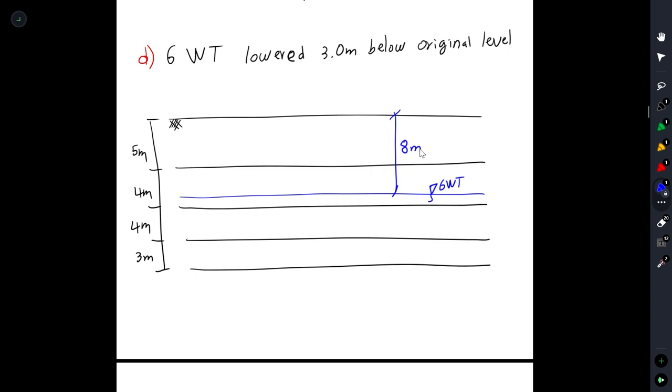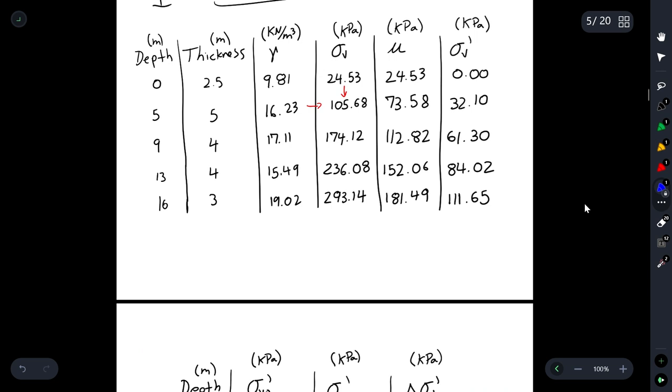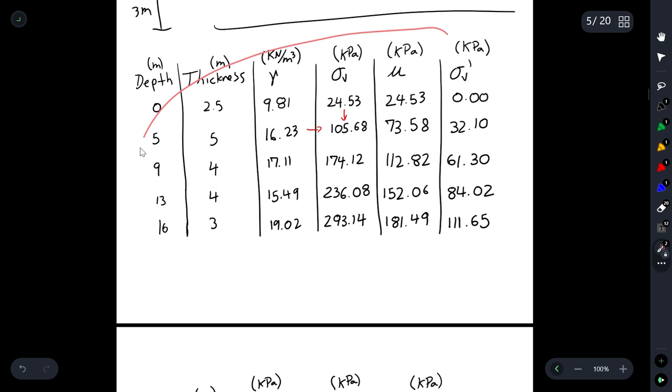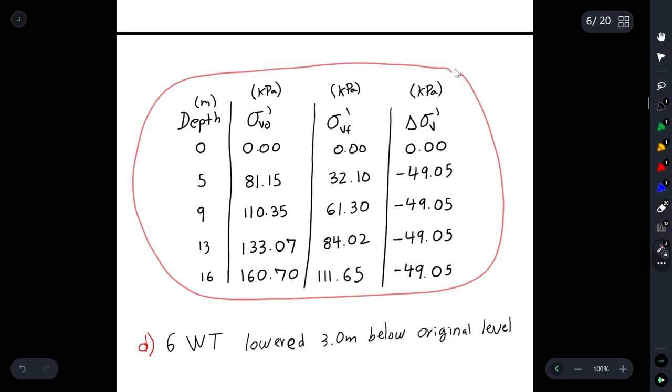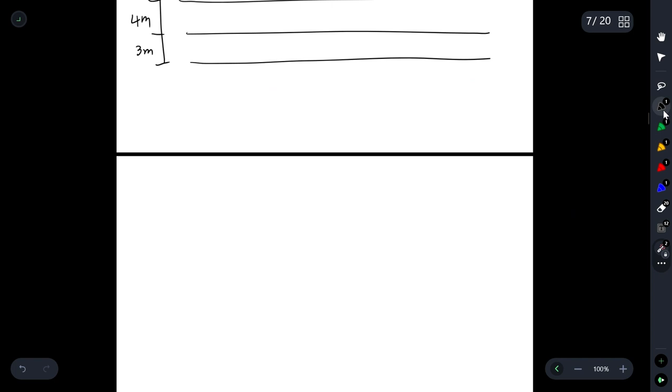So we're gonna proceed to build a table equal to the one in question A and question C, as this one here. So a table like this, in which we're gonna be calculating the effective stress, and then we're gonna be doing another table like this to compare the change in effective stresses. So again, we're gonna have depth in meters.